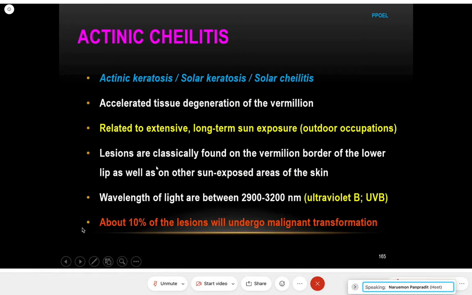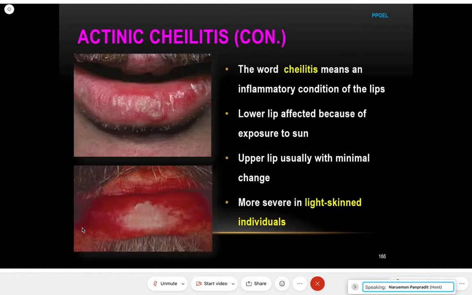UVB. The important thing is that this lesion has 10% undergo malignant transformation, that's why it's important. The sun exposure means long-term exposure, so think about patients whose career requires working under sun exposure, like a farmer or a fisherman or something like that. So you see the lesion involves only the vermilion area.